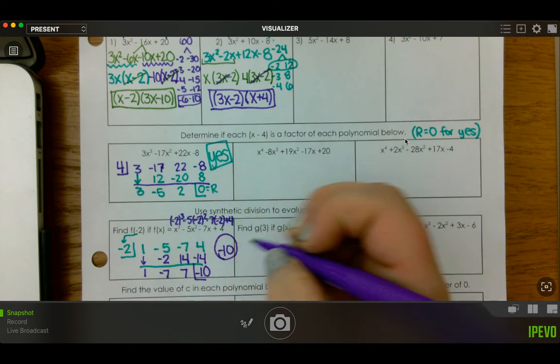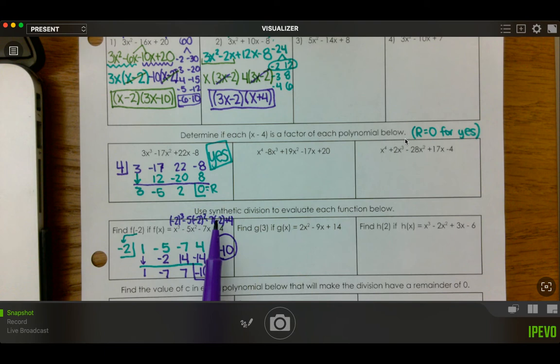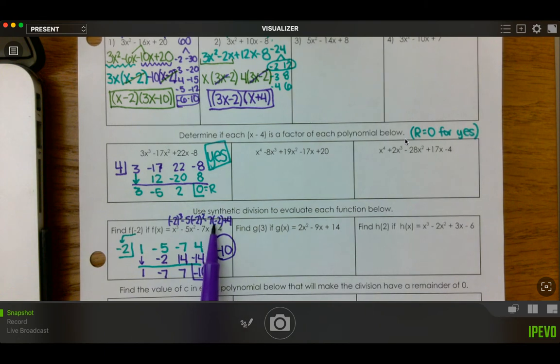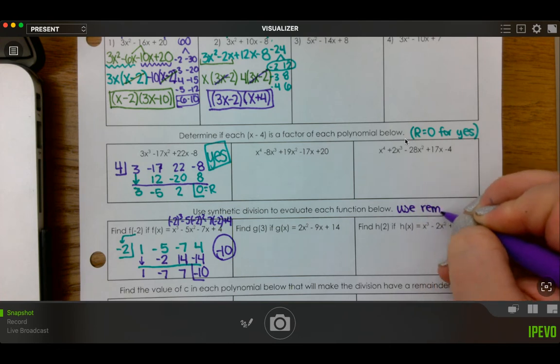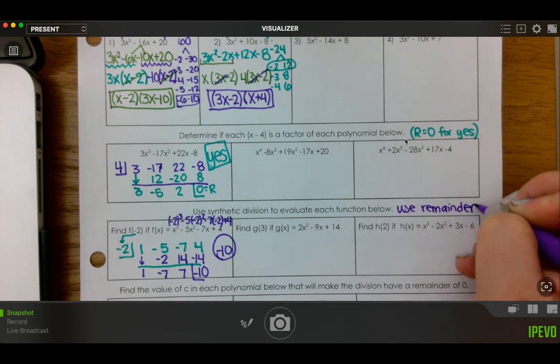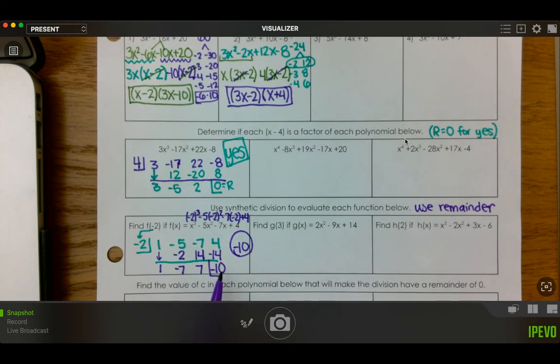If I had done this, I would have gotten -8 minus 20, which would have been -28, plus 14, which would have been -14, plus 4 would be -10. But that took a lot more brain power than just doing my synthetic division real quick. So to evaluate, all you have to do is just use the remainder. So you don't have to figure out what this quotient would be, you just care about what the remainder is.